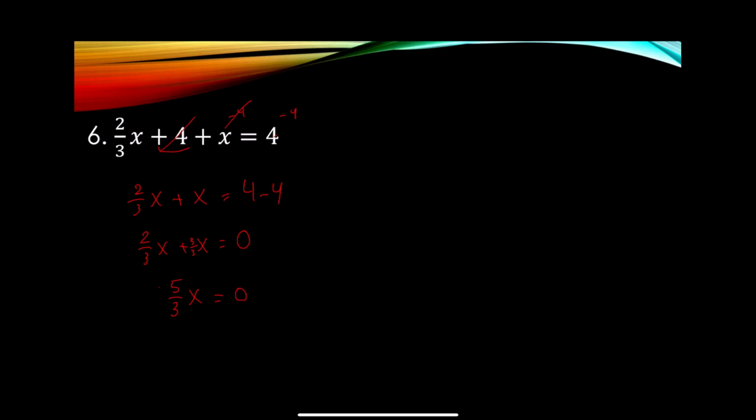But if we continue the way that I explained last time, we need to multiply by the reciprocal. Flip 5 over 3, which is 3 over 5, and 3 over 5. This will give us 1, not 0. X equal 0 times anything is 0. So the answer should be equal to 0. Now let's check the answer.